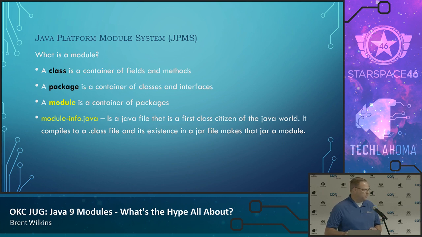And the key to all this is the module-info.java file. So you notice that it has a .java extension. It is a Java file, and it is a first-class citizen in the Java world. In other words, it's a compiled class file. It compiles down to a class file, and its existence in a jar makes it a module. So you can still compile jars without the module-info, even in Java 9. They would just be standard jar files. Everything is accessible at that point. But if you add the module-info, it's now a module, and you control what can be accessed in there.